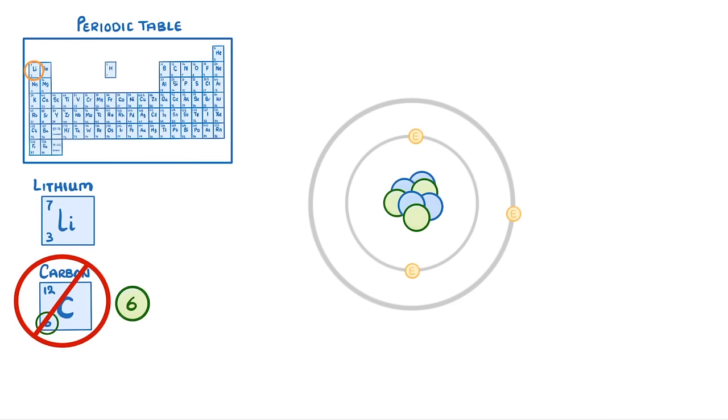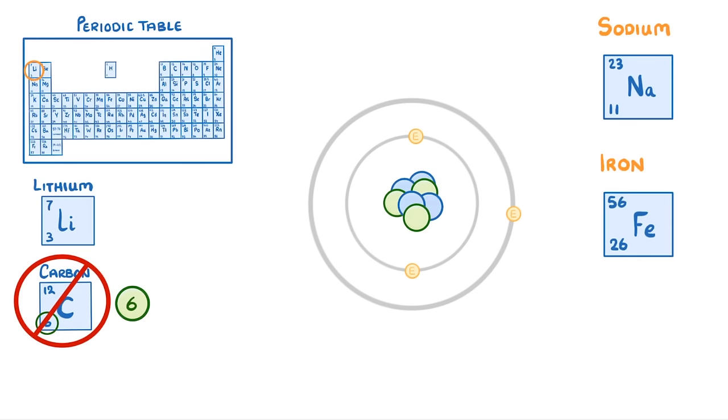Another feature of nuclear symbols is the 1 or 2 letter symbol that represents the element name. So C stands for carbon, and Li means lithium. Some symbols, though, are a bit more confusing. For example, sodium is Na, and iron is Fe. Most periodic tables have both the symbol and the name, though, so if you're not sure what a certain symbol is, you can just find it on the periodic table and check.